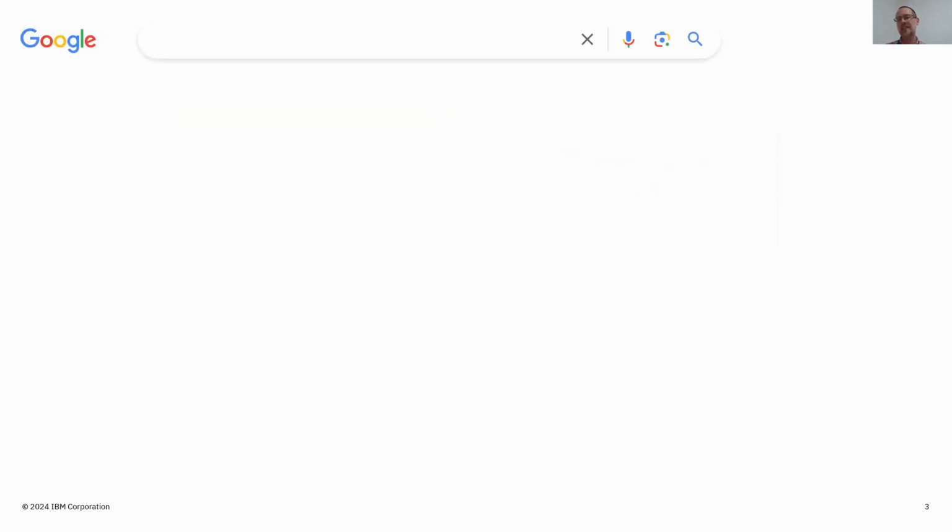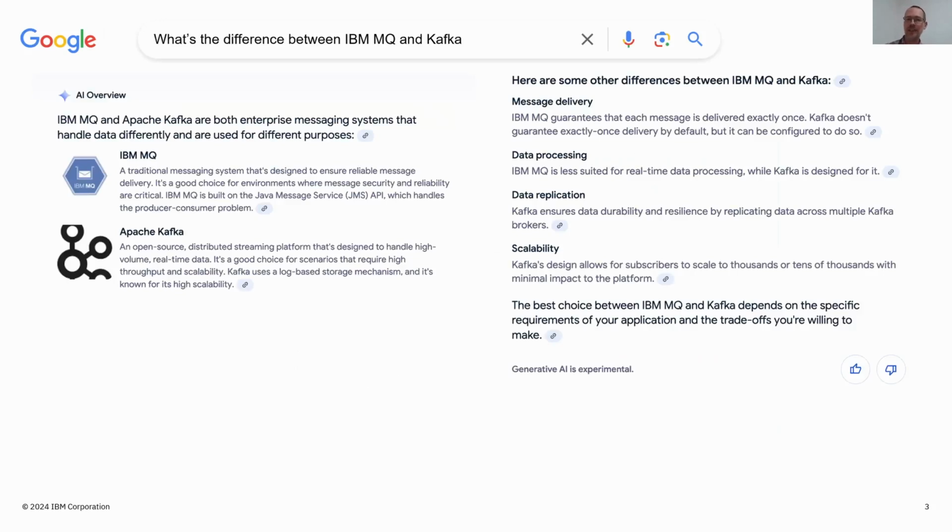Like I said, I talk about this sort of stuff quite a lot, and that means you end up doing quite a lot of research. It's quite interesting if you go and look on the internet and ask, well, what is the difference between MQ and Kafka?